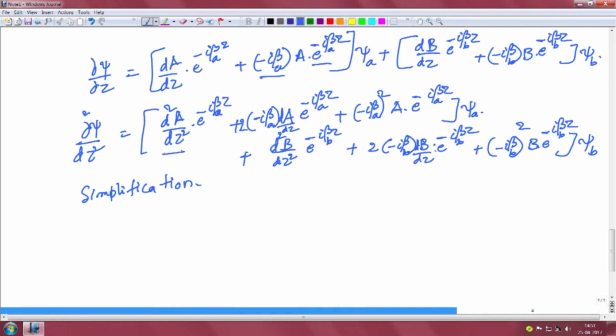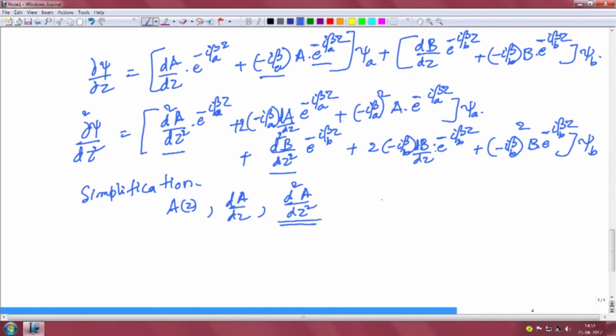So we have the second derivatives and first derivatives with respect to z. If we consider the factors A of z, dA by dz and d square A by dz square, and how fast or slow they vary, we can neglect some terms. For example, if the variation is very slow compared to beta, we can say that the second derivatives can be ignored. So we will make a simple calculation and check whether they really can be neglected.